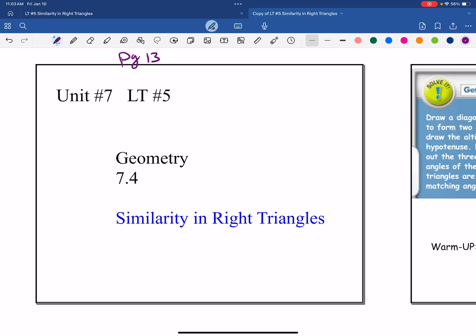Hello, this movie is for Learning Target 5, Similarity in Right Triangles. We know right triangles have one right angle and two legs, leg 1 and leg 2, which are two of the sides. The hypotenuse is the longest side, opposite the right angle.